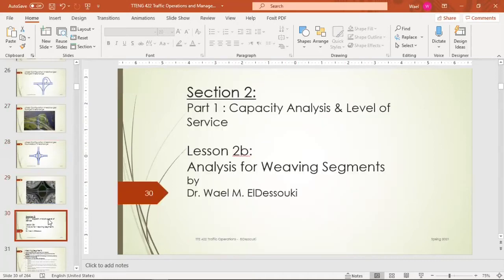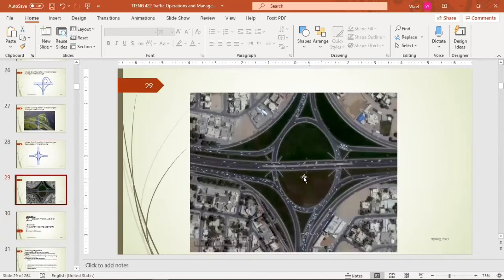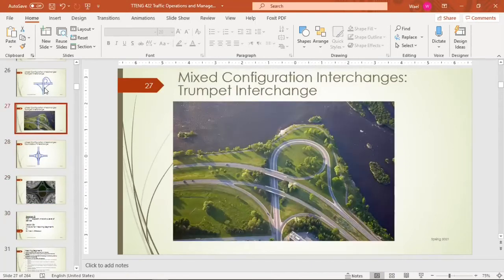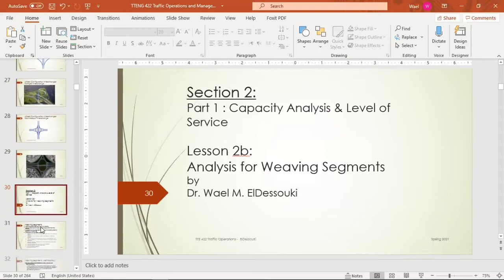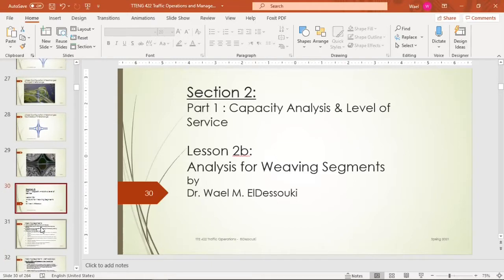Okay, then here we go to section number 2, which is basically capacity analysis and level of service. How can we calculate the capacity analysis? Because these interchanges generate what we call weaving segments. What are weaving segments? Weaving segments are segments of the highway where traffic wants to go from left to right, and other traffic wants to go from right to left in a short segment of the highway. This is what we call weaving segments.